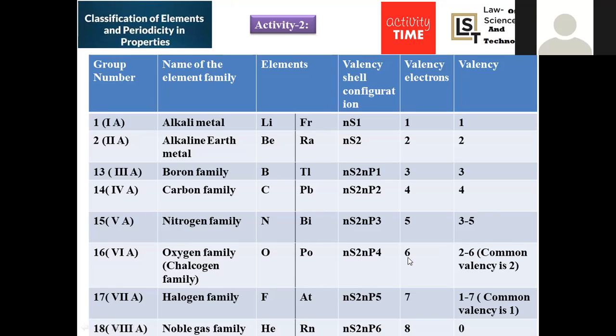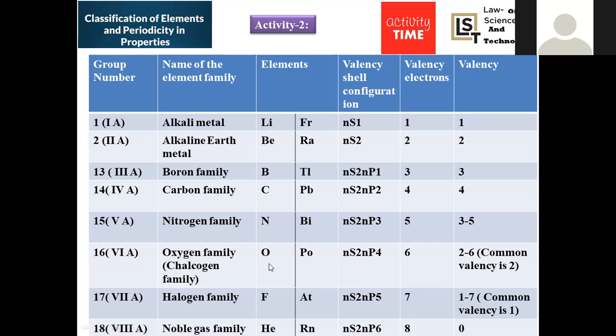Total valence electron count will be 6: 2 plus 4, you can say 6 electrons are available. So again, you can find out the valency of these elements, 2 to 6. Again, it will be the range, but the commonly observed one will be 2. Take the simplest example, oxygen.